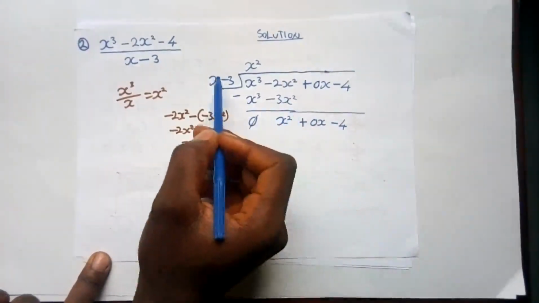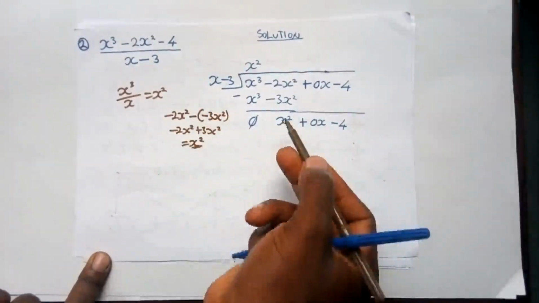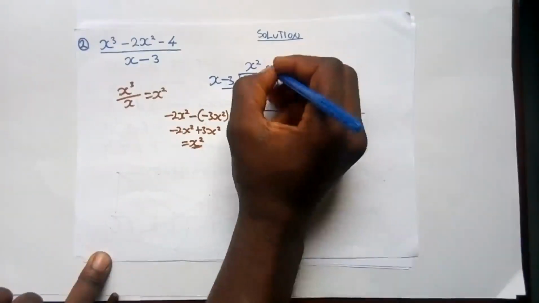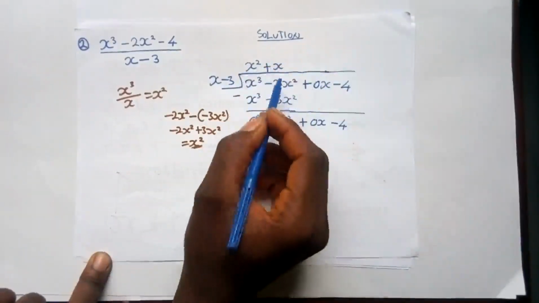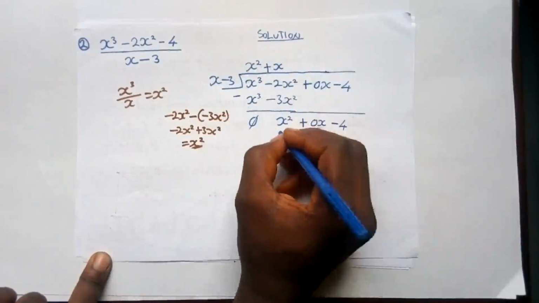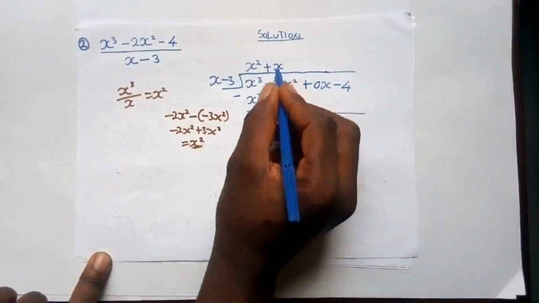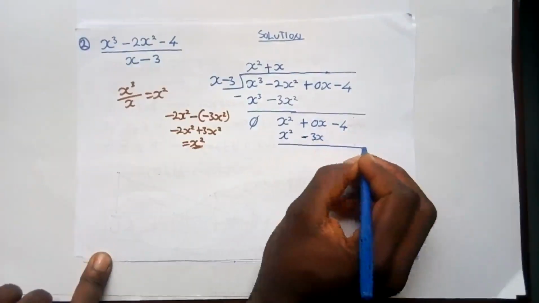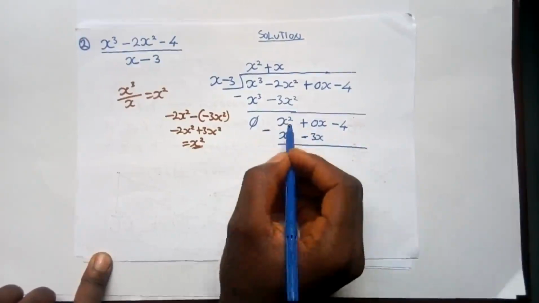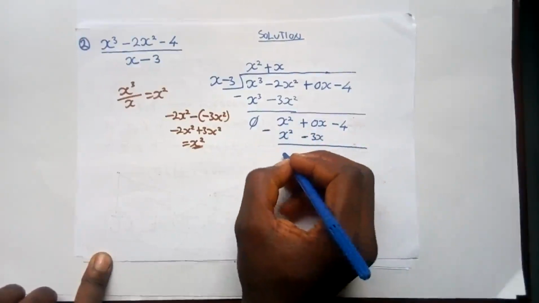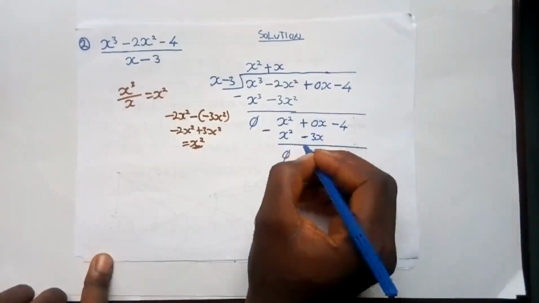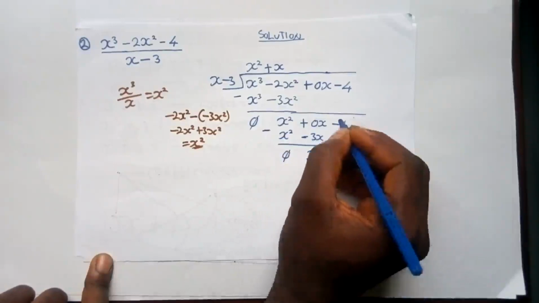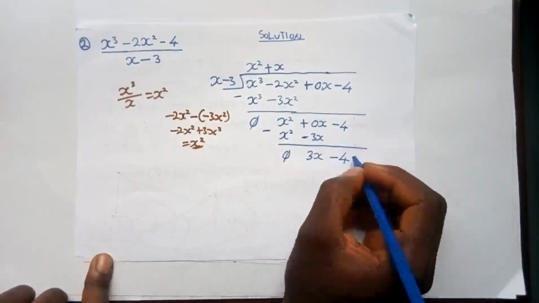The first term here divided by the first term here. So x squared divided by x is equal to x. x multiplied by x gives us x squared. And x multiplied by minus 3 gives us minus 3x. So x squared minus x squared gives us 0. And 0 minus minus 3x gives us positive 3x. Bring down the minus 4.